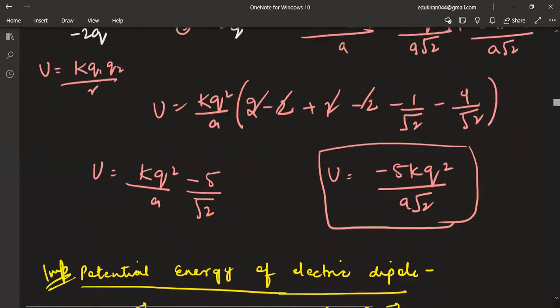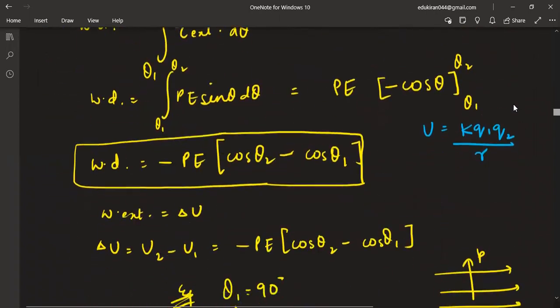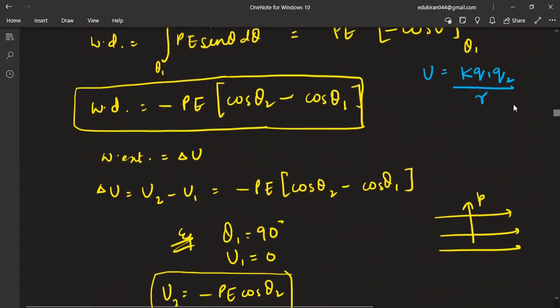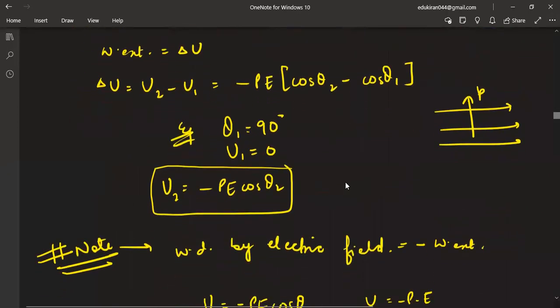Potential energy of an electric dipole, you can also remember this as minus PE (cos theta 2 minus cos theta 1). If you want to write this as positive, then make sure to write cos theta 1 minus cos theta 2, because if you reverse, since a negative sign is present, the whole answer also shifts. So potential energy U2 is minus PE cos theta 2.